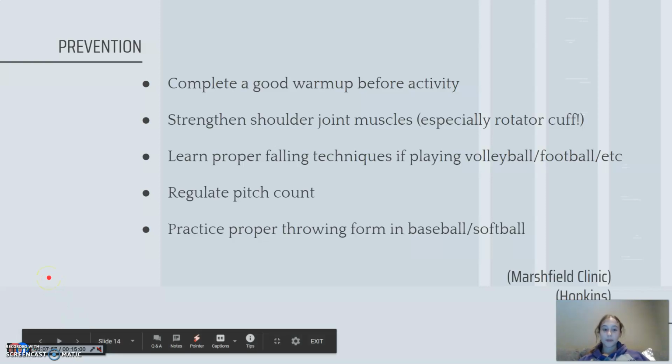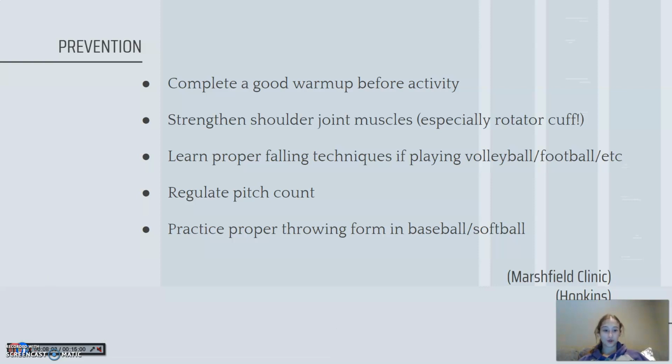So for prevention, you're going to want a good warm-up before your activity. You're going to want to strengthen your shoulder muscles, especially your rotator cuff, as I said before, to keep your shoulder strong. You're also going to want to learn proper falling techniques if you're playing a sport that has a lot of falling, right? Because if you're landing on your hand all the time, that will create a lot of different problems for you. For baseball specifically, you're going to want to regulate pitch count. And for baseball and softball, you want to practice proper throwing techniques so that your shoulder isn't moving in really weird ways. And that is it.